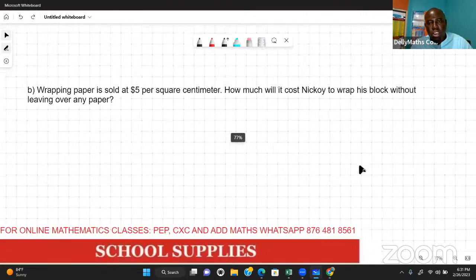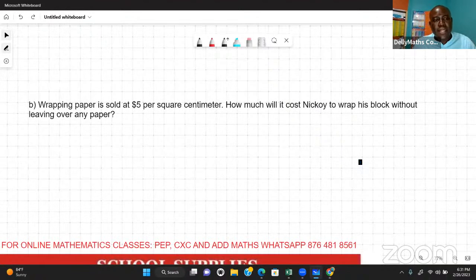Now, here comes the next part. The next part says wrapping paper is sold at $5 per square centimeter. How much will it cost Nikoi to wrap his block without leaving over any paper? In other words, they are saying, how much will it cost him just to use the exact amount?